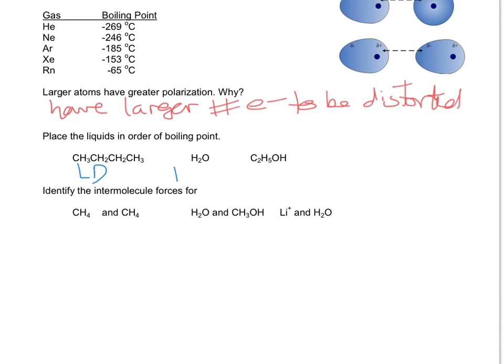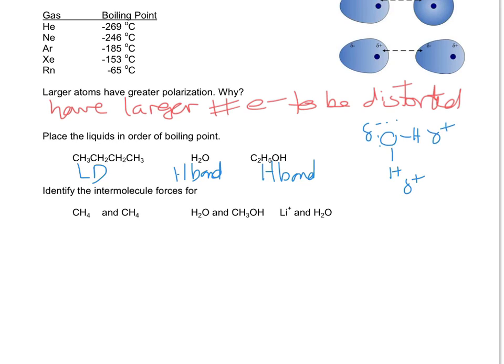Water has hydrogen bonding and also London dispersion, but it's negligible. C2H5OH also has hydrogen bonding, but water has stronger hydrogen bonding than C2H5OH. The reason is because if you look at water, the oxygen is partially negative, this is partially positive, and so any part of this molecule is going to attract another molecule because you've got partial positives and negatives all around.